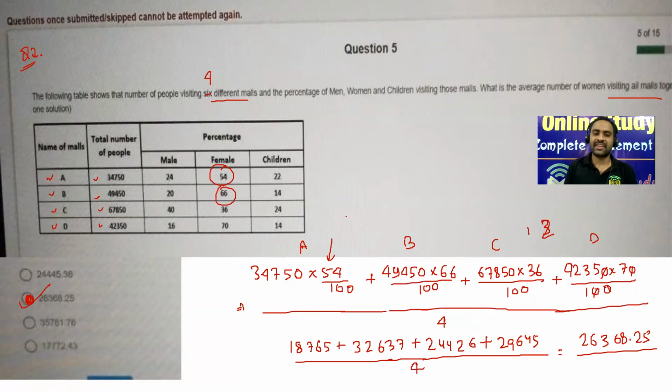26368.25. See basically, we have 4 malls, and men, women and children. So what is the average number of women? So from mall A, this is the women visiting, mall B, mall C, mall D, divided by 4, so that you will be able to get the exact and proper answer. Okay, so we calculated the average here, and this was again a question from data interpretation.